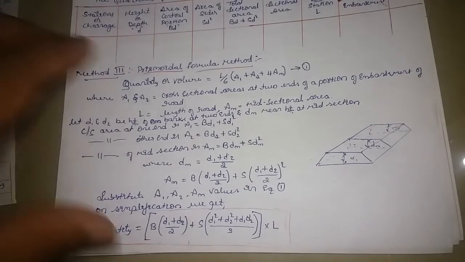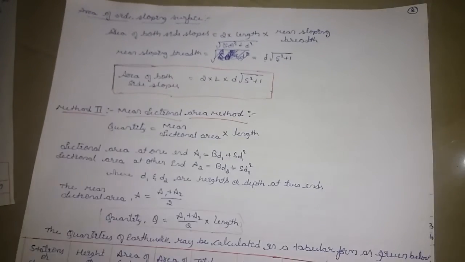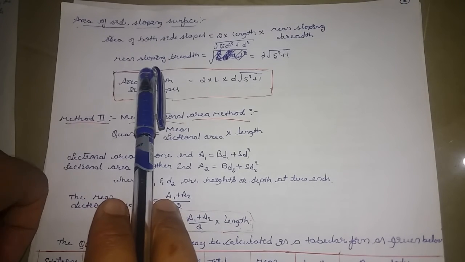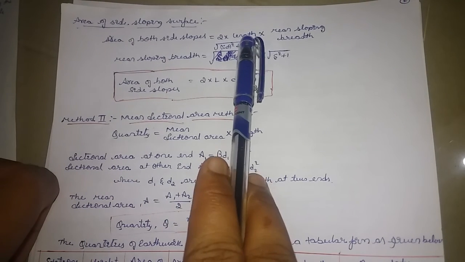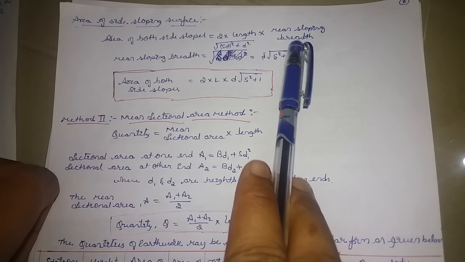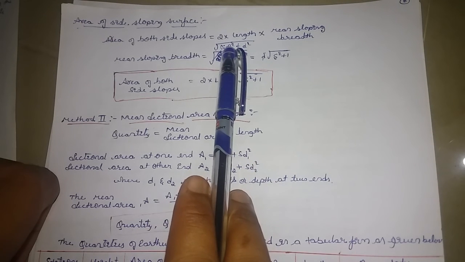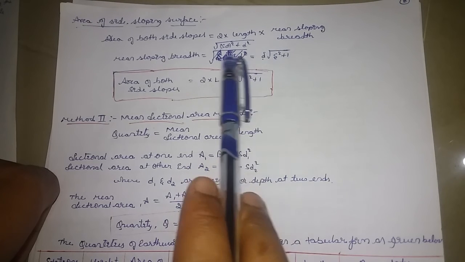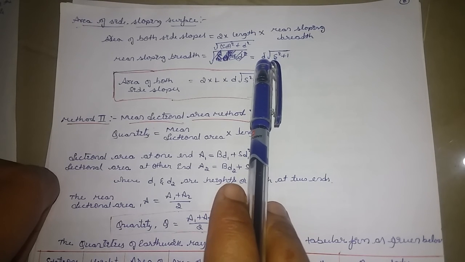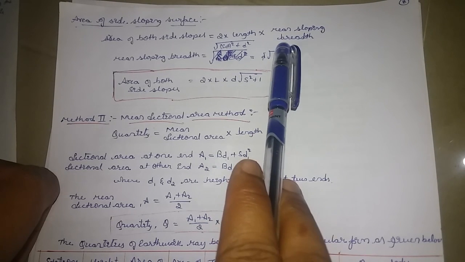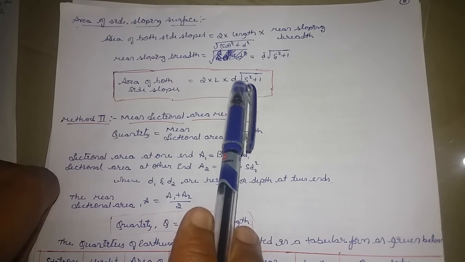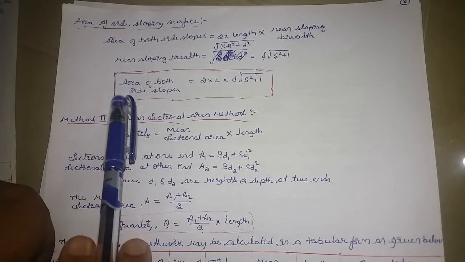Similarly, we also saw the area of the side sloping surface, if it is asked. The area of the side sloping, that is the area of both sides, is equal to 2 into length into mean sloping breadth. Mean sloping breadth is the square root of sd square plus d square. I take d out of the square root and get d into square root of s square plus 1. This value is substituted here, so the area of both side slopes is 2 into l into d into square root of s square plus 1. This gives you the area of both side slopes.